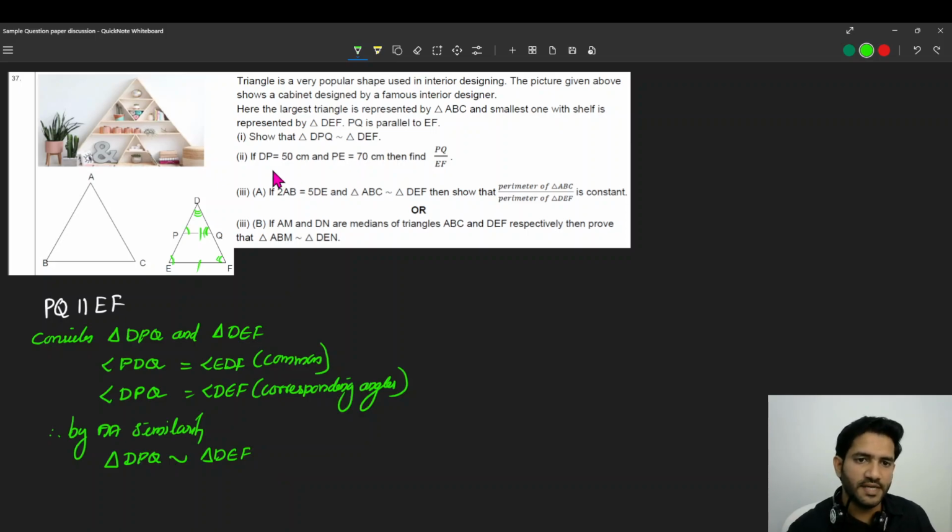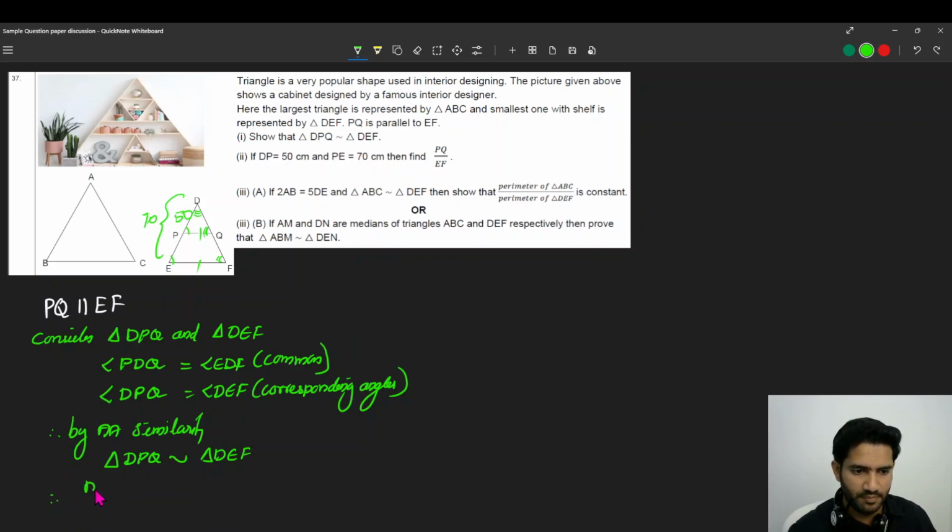Now next one: if DP is 50 and PE is 70, then find PQ by EF. DP is given, this is 50. PE is given, this one is 70. Then find PQ by EF. So look at here. These two triangles are similar. Therefore, their sides are in the same ratio.